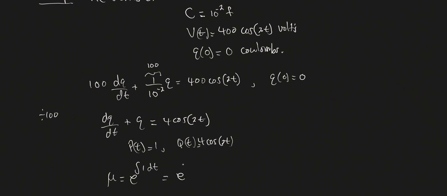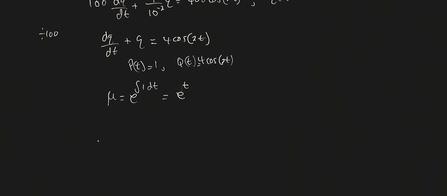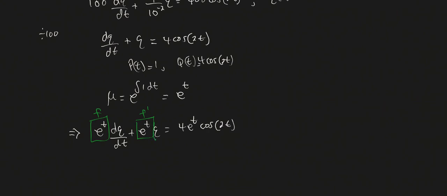Let's see. So our integrating factor is e to the integral of 1 with respect to t, so that's e to the t, right? And then if we multiply through by our exponential function, here is our differential equation. e to the t dq/dt plus e to the t times q, and then we have 4 e to the t cosine of 2t. And then I can't not do it. I have to look for my product rule in reverse. So if I call this f, then this would be f prime, and if I call this g, then this will be g prime.